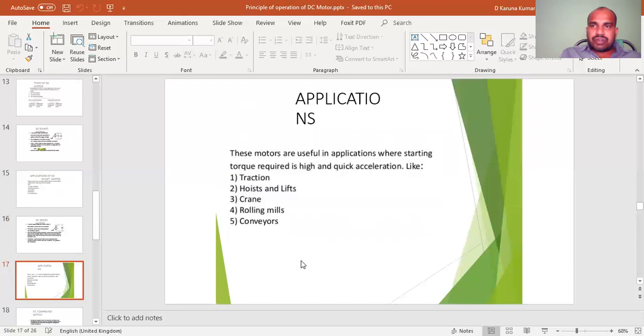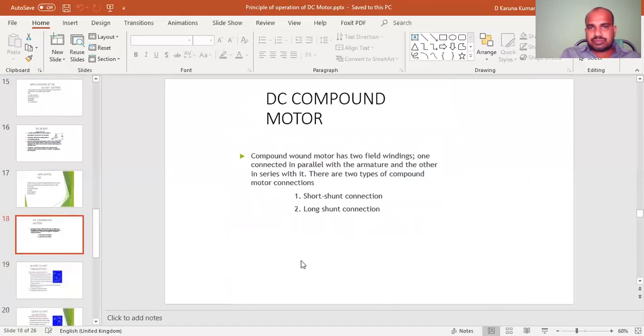These are the applications of the DC series motor, which is used where high starting torque is required. Which motor is used for high starting torque? The applications are traction, hoists, cranes, rolling mills, and conveyors. These motors are useful in applications where high starting torque and quick acceleration are required, like traction, hoists, cranes, rolling mills, and conveyors.